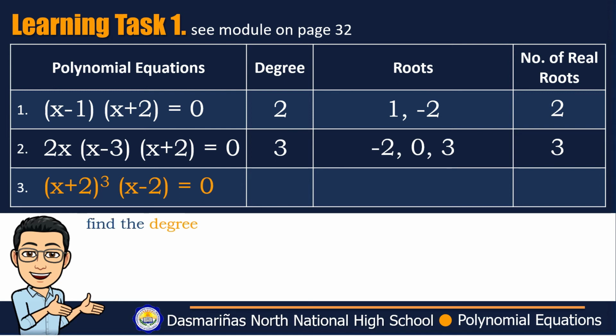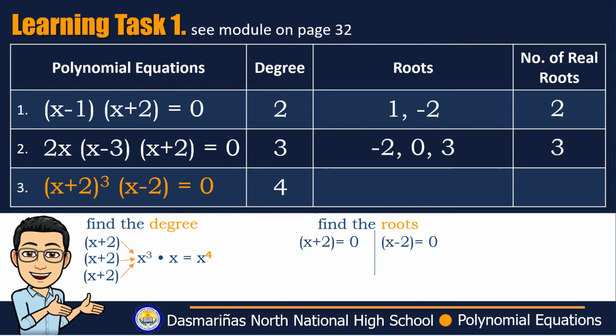Finding the degree, observe that x plus 2 is being raised to the third power, meaning x plus 2 should multiply itself 3 times to get its degree. So we have x plus 2 times x plus 2 times x plus 2. Multiply all x in each factor, we have x cubed times x is equal to x to the fourth power. The degree is 4. Next, finding the roots, we have x plus 2 raised to the third power is equal to 0 and x minus 2 is equal to 0.